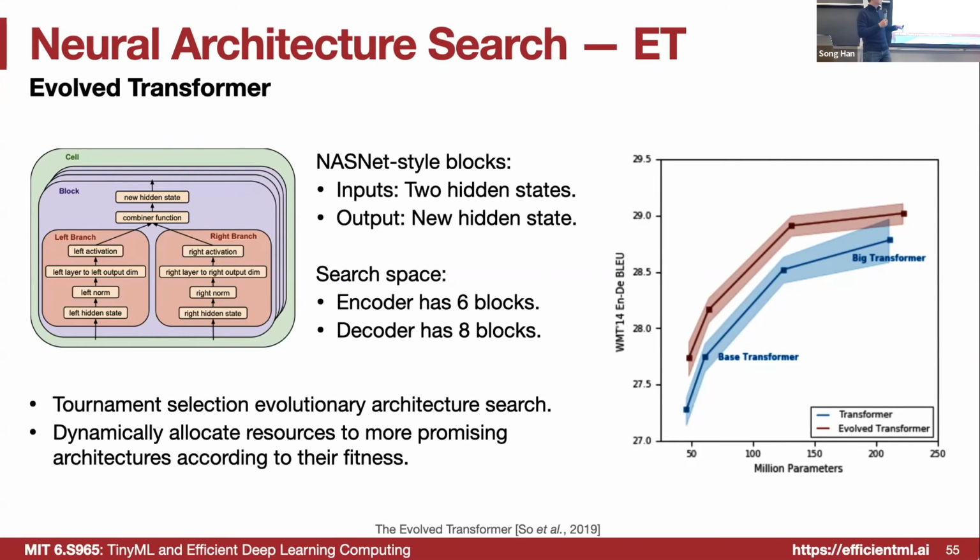The search space includes the decoder and also the encoder, okay, which has 6 and 8 blocks each. They use evolutionary architecture search, similar to what we did in the homework, and actually compared with the transformer baseline, they compare the machine translation BLEU score, and the Evolved Transformer outperforms this human designed base transformer model.